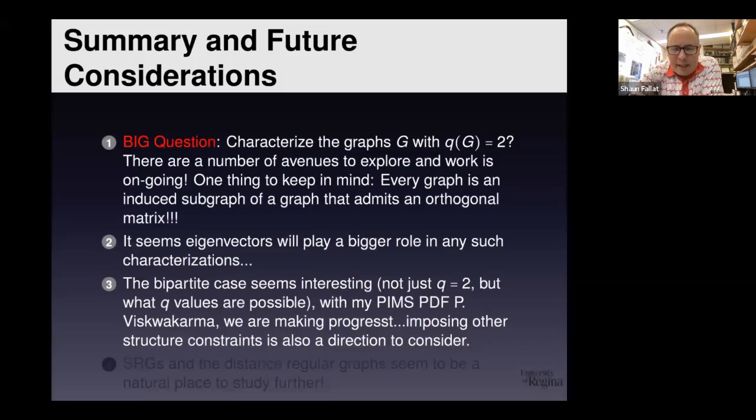I think there's more to it. I've gone back with my other PIMS postdoc Pratik, and we're going back to the bipartite case. When you insist q equals 2, there's work that's been done already, and we're not so much interested in just bipartite with q equal to 2, but what else can you do so that you can add edges to the graph in a way that you keep track of the q value. That's kind of what we're doing, and we're making progress.